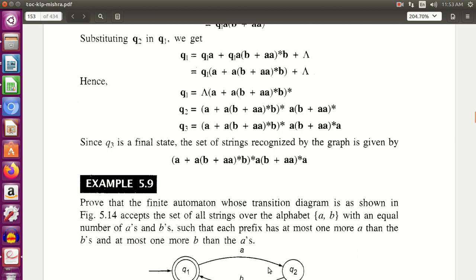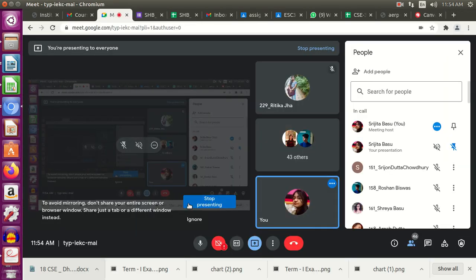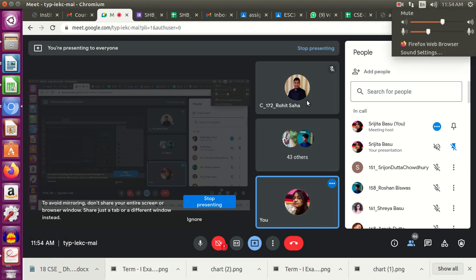Okay, so I'll come to the next example, but before that I just want to ensure that the process is clear to all of you. Please respond. Well, students, is the process clear to all of you, or is there any confusion? Okay, Rohit, are you saying something? Basically, you are not audible. Yes, very clear. Okay.